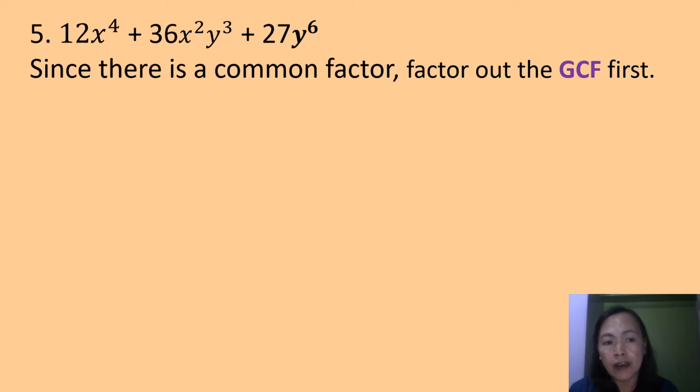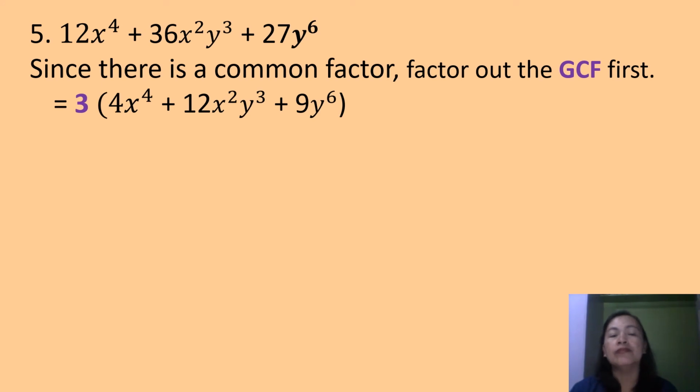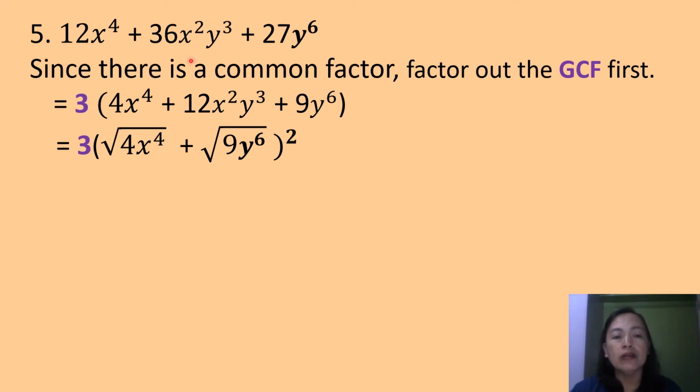So, anong GCF? Okay, tama kayo. 3 ang GCF. Divide all the terms of the polynomial by the GCF 3. So, 12x to the 4th divided by 3 is 4x to the power of 4. Then 36x squared y cubed divided by 3 will give us 12x squared y cubed. Then 27y to the power of 6 divided by 3 will be 9y to the power of 6.